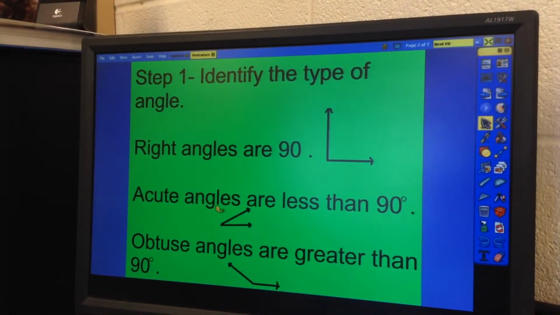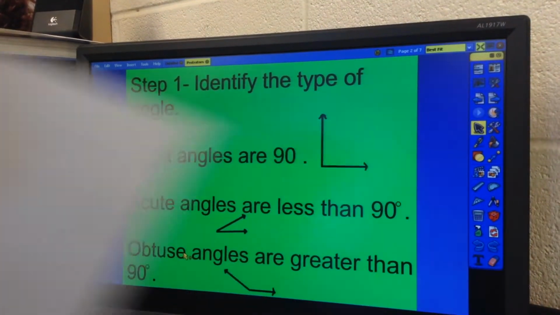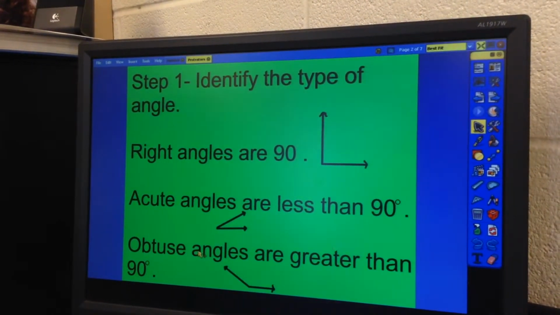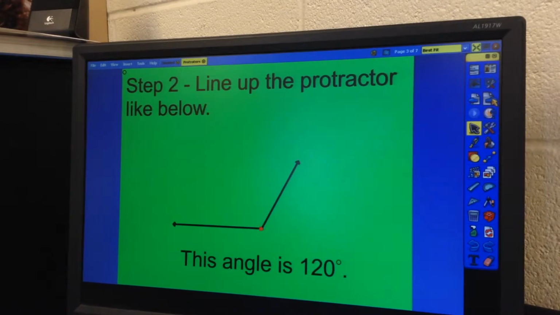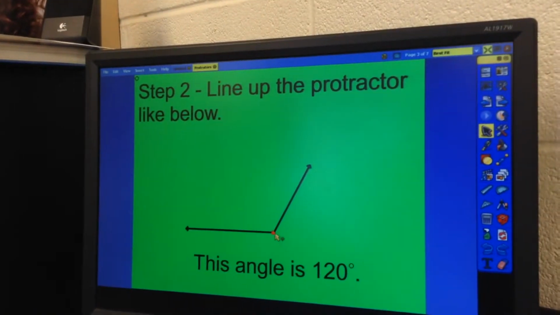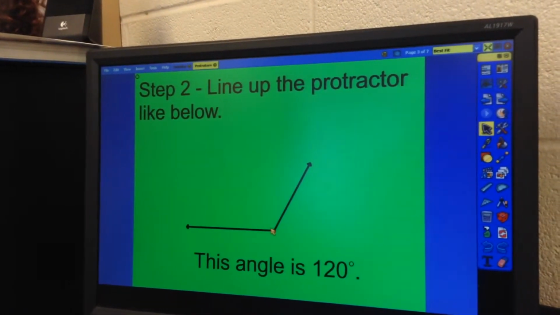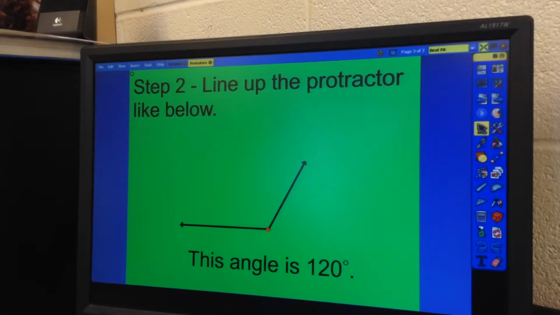Acute angles are less than 90 degrees, and obtuse angles are angles that are greater than 90 degrees. This is an obtuse angle, and this red dot right here marks the vertex. Where the two lines intersect, that is a vertex.